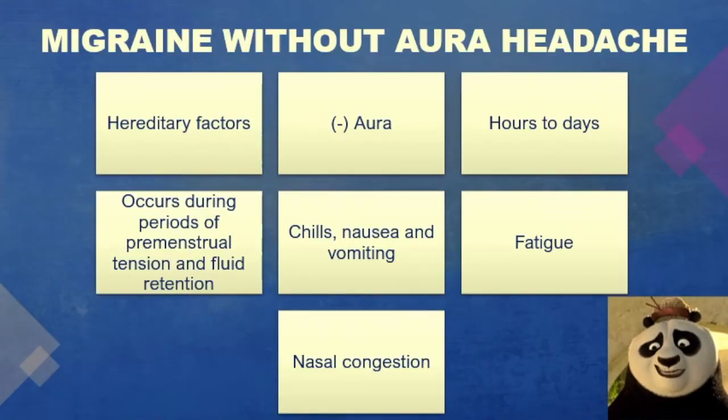Now let's proceed to migraine headache without aura. Since the term implies that there is no aura, obviously for this kind of migraine there are no premonitory signs or warning sign that the migraine would occur. This type of migraine is usually associated with hereditary factors. The headache could last from hours to days, and they occur during periods of premenstrual tension and fluid retention. That may be related to the hormonal changes that occur in the body of women. Then you have chills, nausea, and vomiting, then fatigue and nasal congestion. So, as the term implies, migraine without aura is commonly related to heredity.